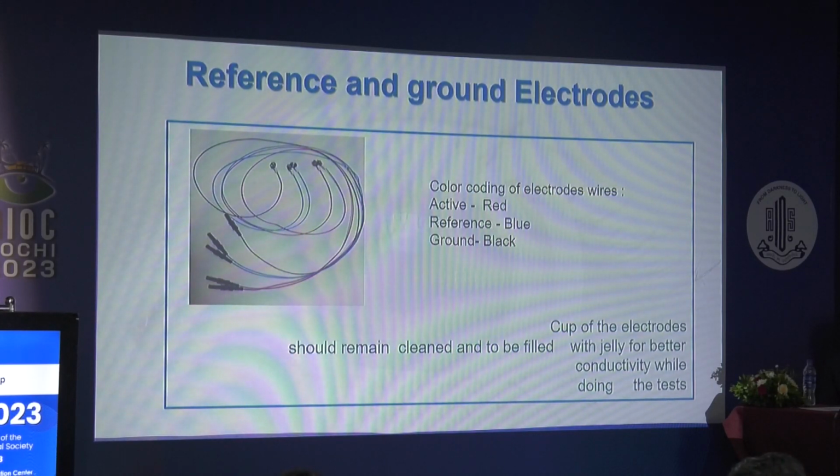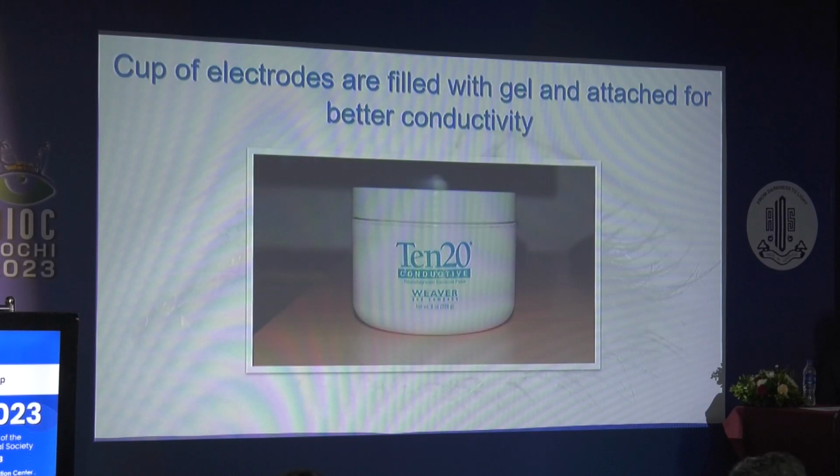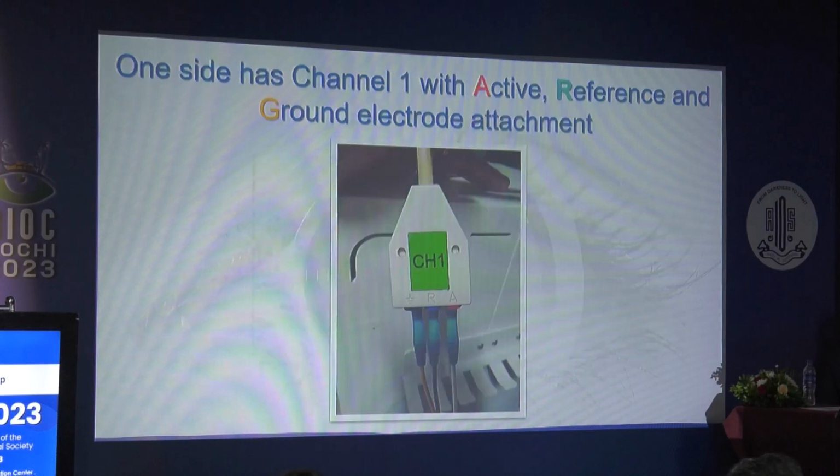coding. The active electrodes, the wires are usually red in color. The reference is referred with blue and the ground is referred with black. The skin part is usually cleaned for the reference and the ground electrode by a skin gel such as a NuPrep skin prep gel. The cups of the electrodes are filled with gel and are attached for better conductivity. We use 10-20 conductive type of gel for this particular purpose.